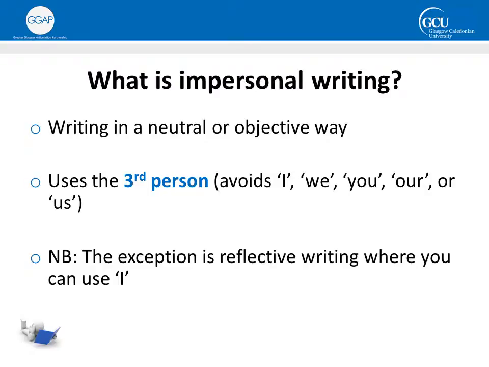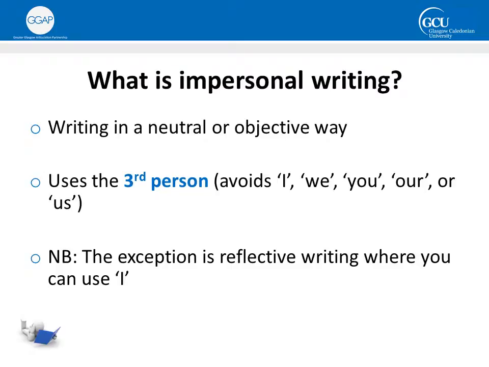Writing in an impersonal way means that you need to put your personal feelings to the side and report on what you read from a neutral perspective. Now this can make your writing seem a bit sort of detached and unfriendly. To create this impersonal style, you need to write in the third person, and that means avoid using words like I, we, you, our, or us.